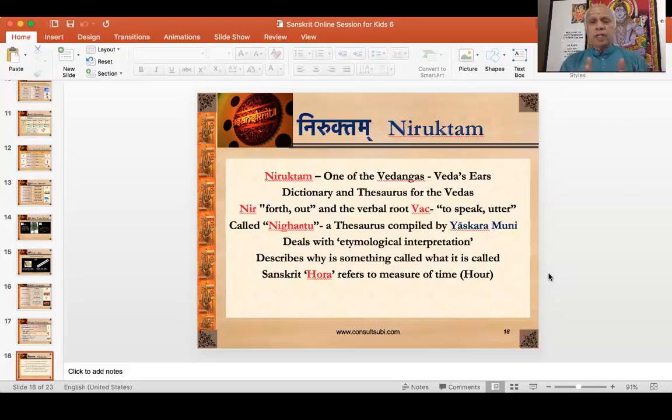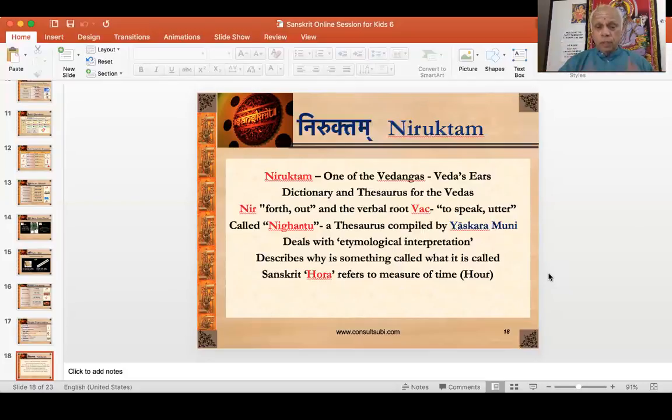You know, in English you have a dictionary, right? In a dictionary you can find the meanings of words. There's also a thesaurus, which gives you equivalent words. If you take one word, it gives you many other words which are similar in meaning. You get Roget's thesaurus, and dictionaries of different types, Oxford Dictionary, Chambers Dictionary, and so on. A dictionary gives the meaning of a word. A thesaurus gives equivalent words to a word. So Niruktam is the dictionary and thesaurus for the Vedas.